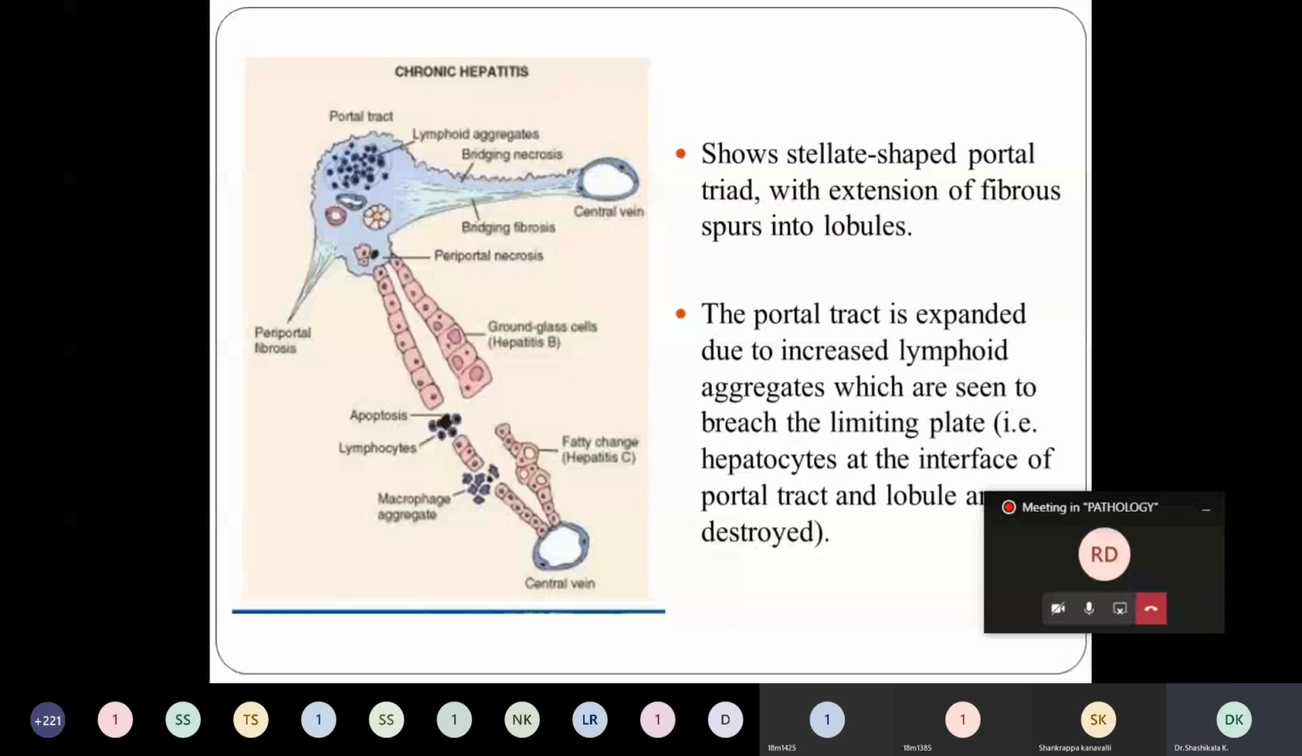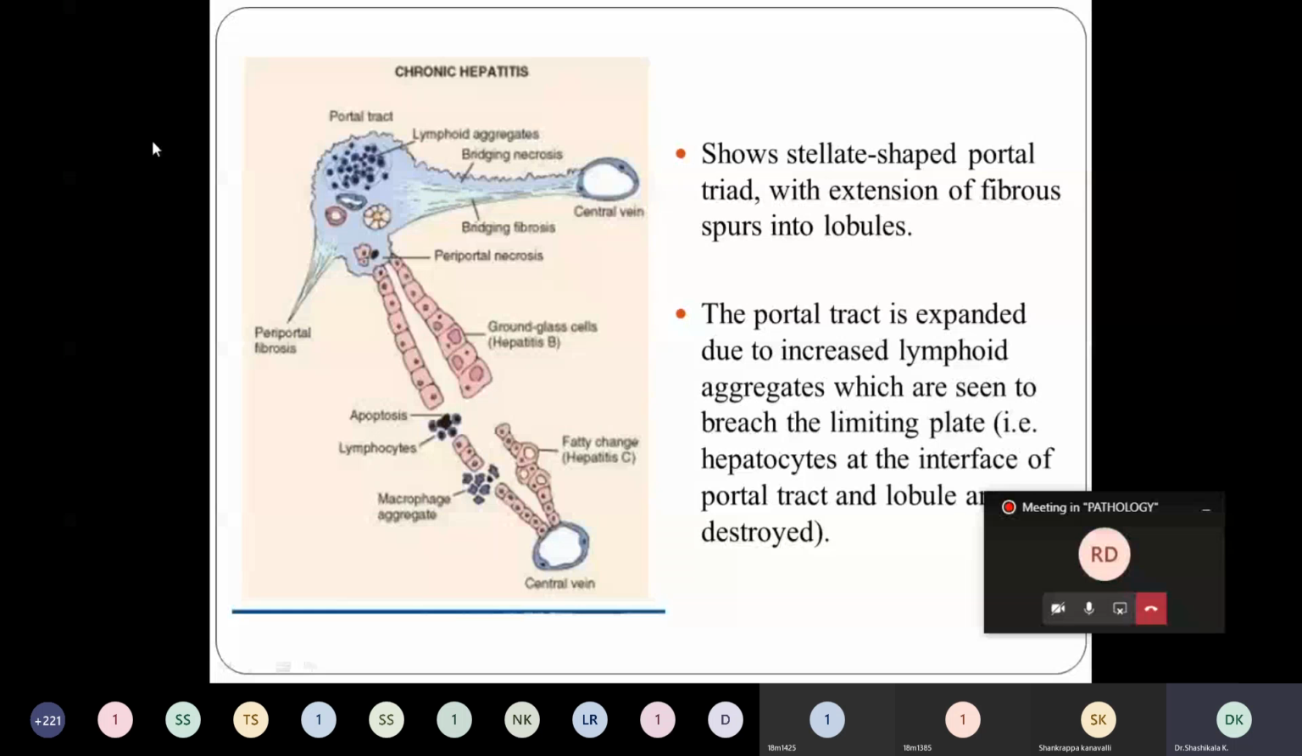Coming to the morphological aspects, again we look at the portal tract. You have a stellate-shaped portal triad with extension of fibrous spurs into the lobules. The portal tract is expanded due to increased lymphoid aggregates. These are the lymphoid aggregates surrounding the portal triad, which breach the limiting plate, that is, the hepatocytes at the interface of the portal tract.